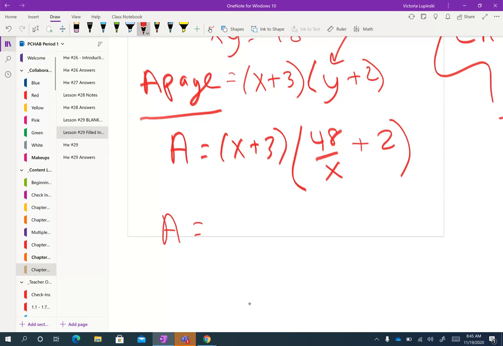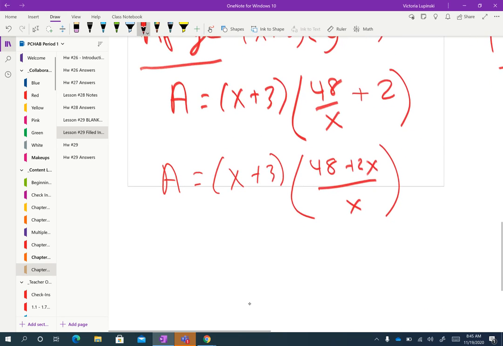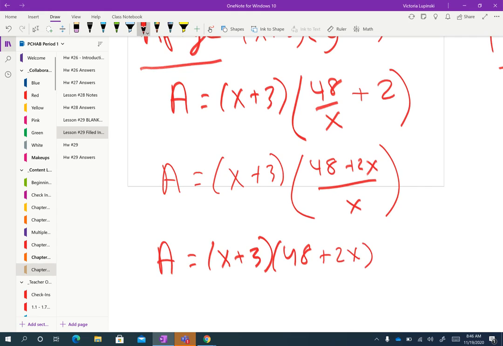You could leave it like that, or I'm going to say x plus 3, and I'm going to find a common denominator, which would be (48 + 2x) over x. And again, you could leave it like that if you wanted, or if you want to go even one step farther, you could say (x + 3) times (48 + 2x) all over x. So certainly that should look familiar. That is in fact a rational function. There are going to be zeros, there are going to be asymptotes, and you're going to try to now find the value for which the minimum amount of paper will be used.